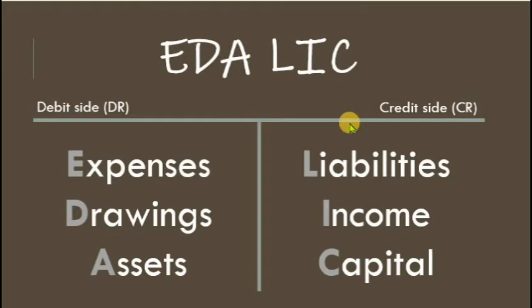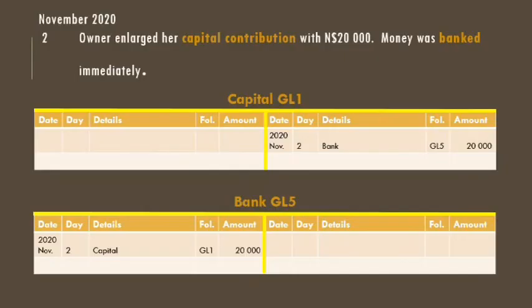You remember EDALIC, and this is also what you will use to do your ledger. Please remember EDALIC in everything that you do in accounting. Expenses, drawings and assets will increase on your debit side, and liabilities, income and capital will increase on your credit side. Now let's look at our first example. We have November 2020. This is the second, and I use the same transactions that we used in the previous lesson, so you can actually relate to what we are doing.